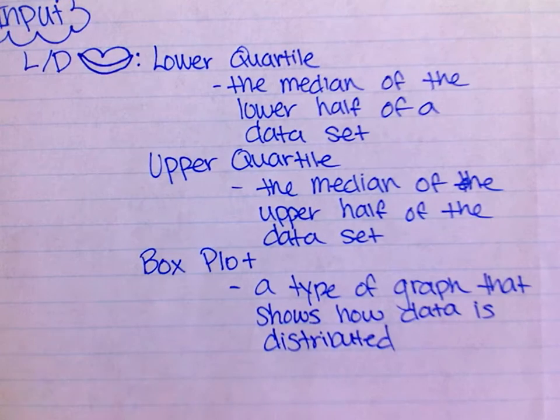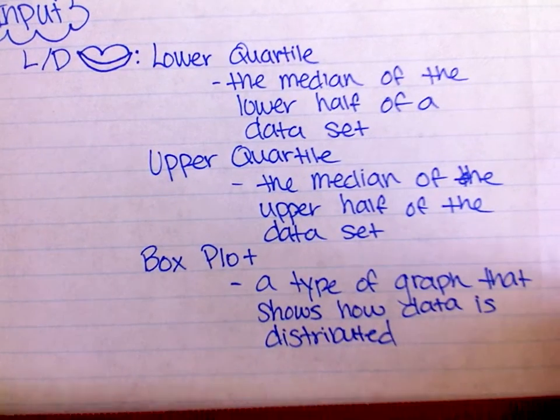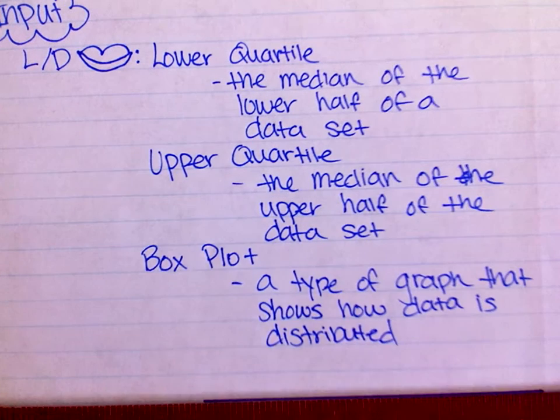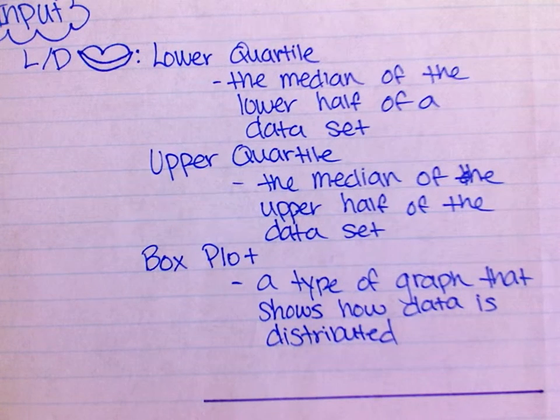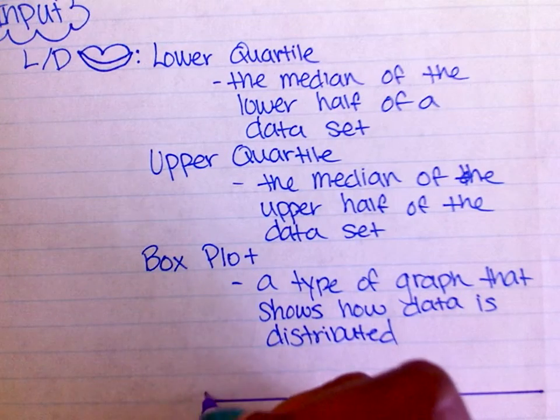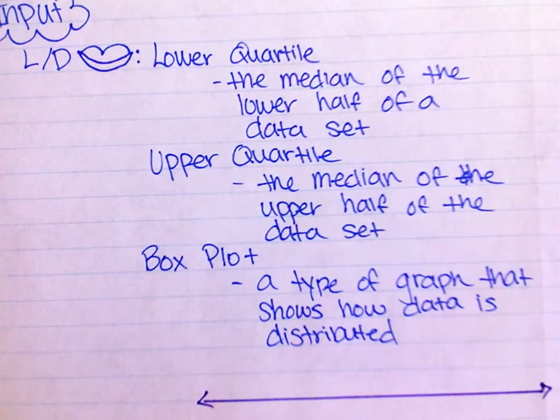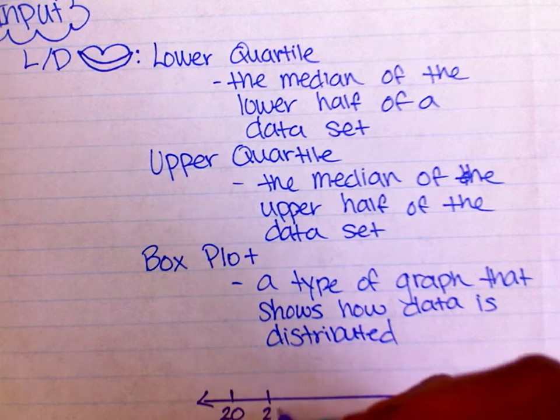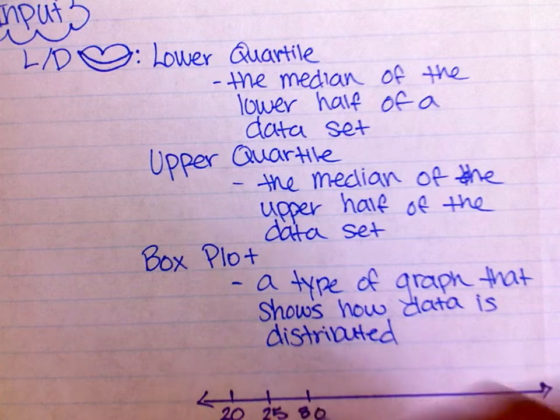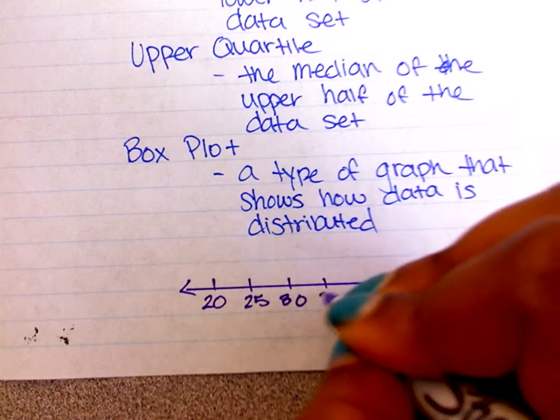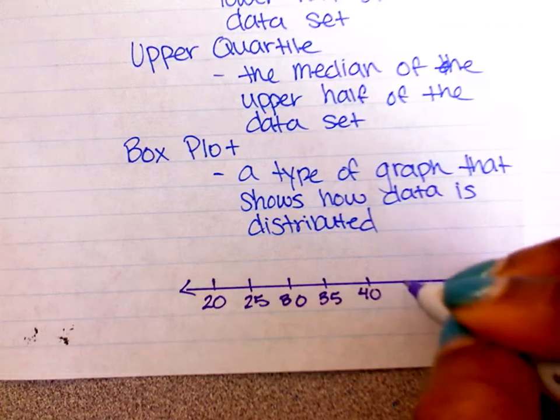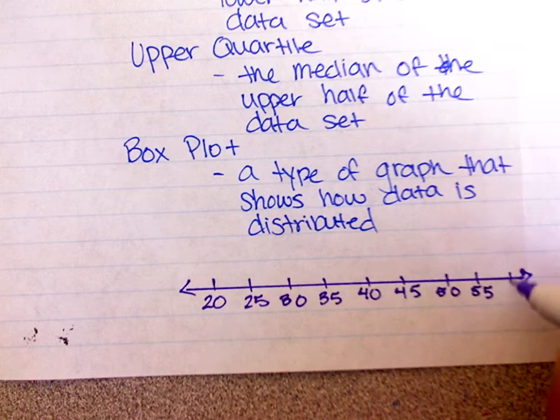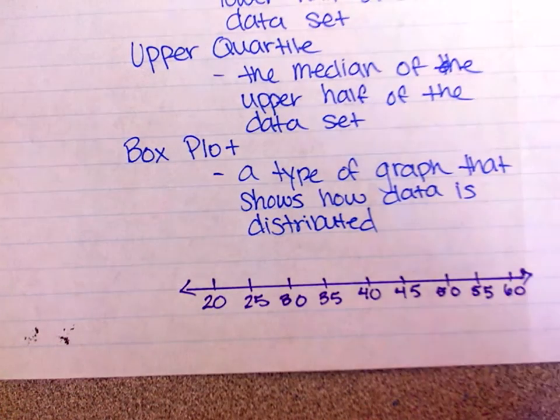Okay, so let's draw a straight line so you know what a box plot looks like. Use a ruler, straight edge. My numbers might go 20, 25, 30, 35, 40, 45, 50, 55, 60, and so on.